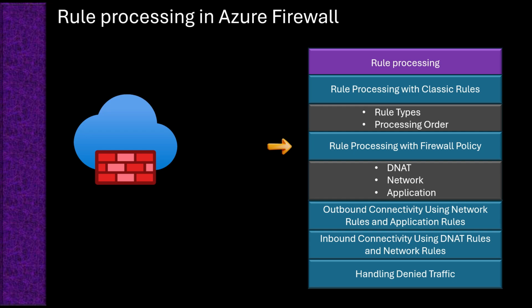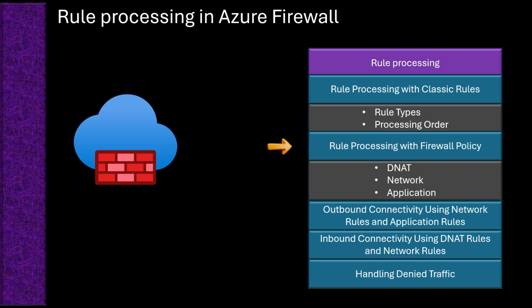Let's touch upon rule processing with firewall policy now. Firewall policy organizes rules into rule collections within rule collection groups. Rule collections can be of three types: DNAT, network, and application. Multiple types of rule collection can exist within a single rule collection group, but each rule collection processes rules of the same type, such as DNAT, network, or application.